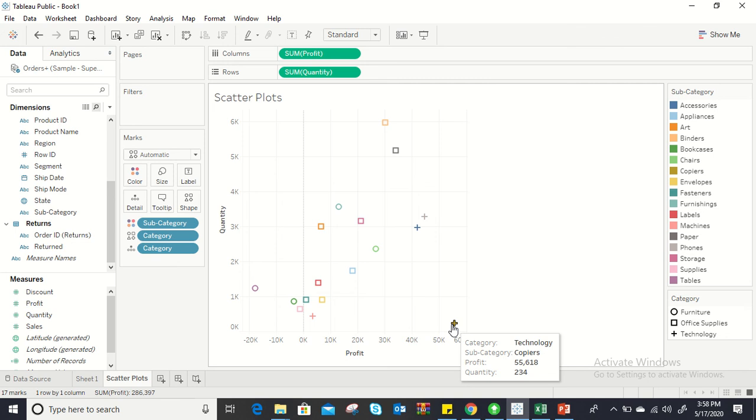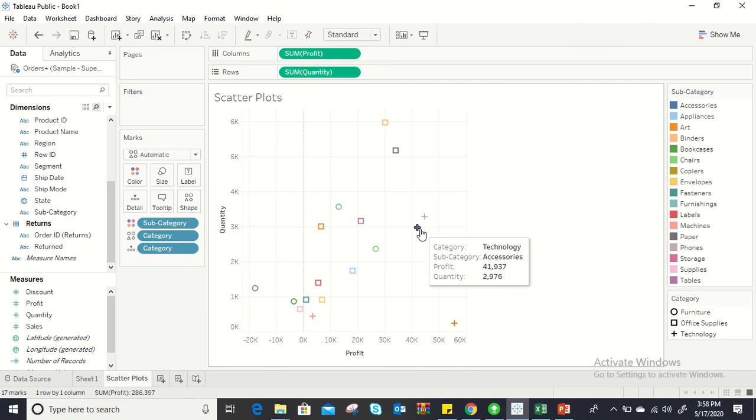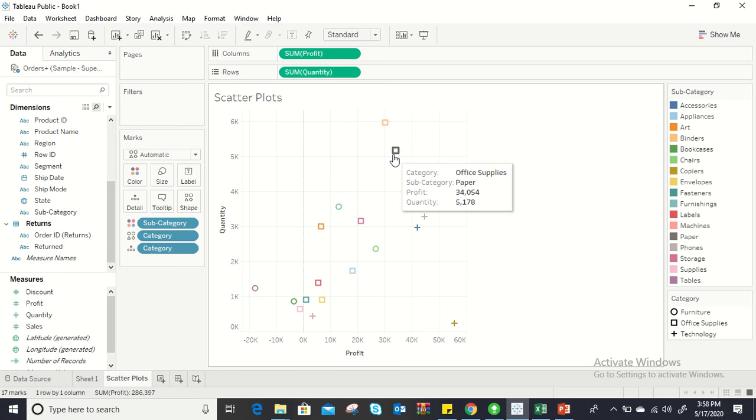The quantity sold is very small, but the profit which I generated was extremely high. There are a couple of other products like phones, where the quantity sold is less, but I'm making a lot of profit. Technology accessories like headsets are giving me a lot of profit as well. Now, if you look at the top half, you have paper, which is office supplies, and then you have binders, which is again office supplies.